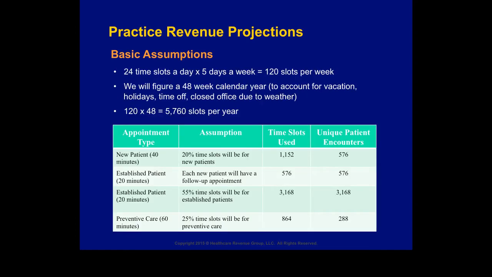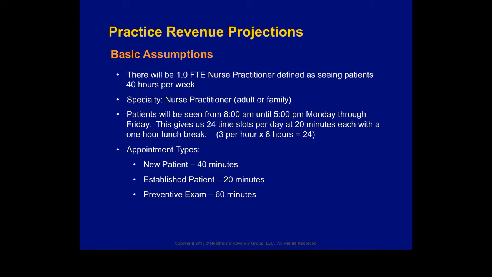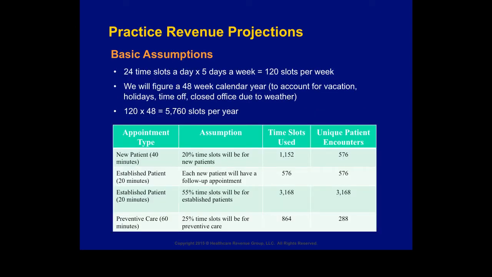Then we're going to take a look at if I have 24 time slots a day, which is three slots per hour, because 20 into 60 is 3, times my 8 hours of patient care, because I have a 9-hour workday but I take an hour for lunch, equals 24 time slots in a day that I can see patients. So I multiply that by 5 days a week, and I come up with 120 slots per week. Now remember, these are 20-minute slots.